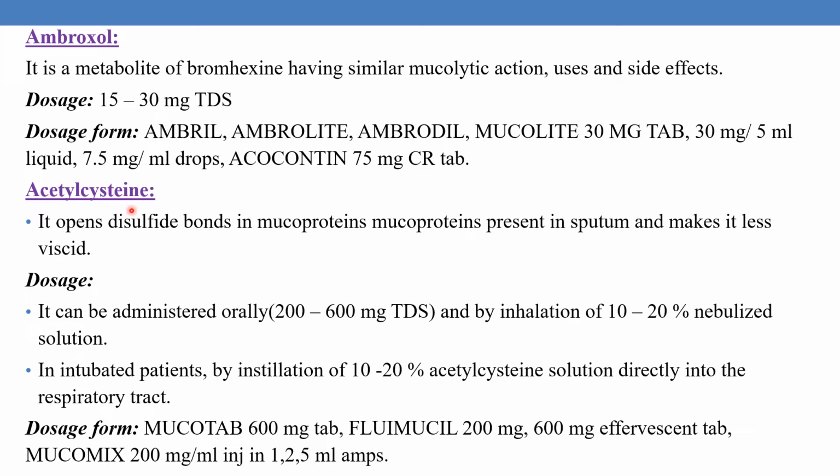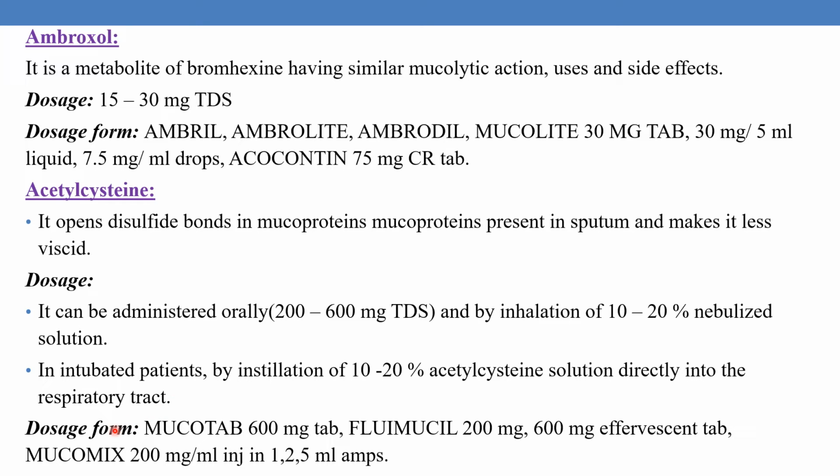The next drug is acetylcysteine. It opens the disulfide bonds in the mucoproteins that are present in the sputum and makes it less viscid. It can be administered orally in the dose of 200 to 600 mg thrice a day and by inhalation, 10 to 20% nebulized solution. In intubated patients, by instillation of 10 to 20% acetylcysteine solution directly into the respiratory tract.